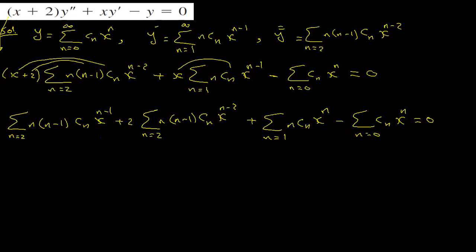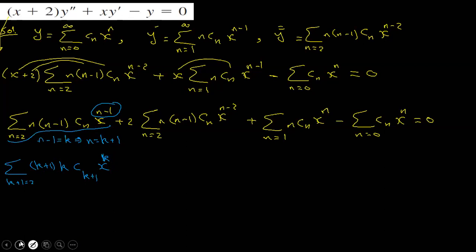I'm going to use the blue to solve this problem here. Let me consider my n minus 1 to be k. That will give me my n is k plus 1. So the first summation can be written as the following. Instead of n, I have k plus 1. Instead of n minus 1, I have k. C, instead of n, I have k plus 1. x to the power, instead of n minus 1, I have k. Great, now I have only one letter as a power for x.